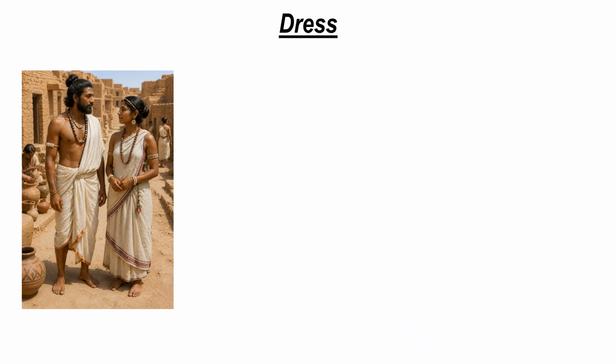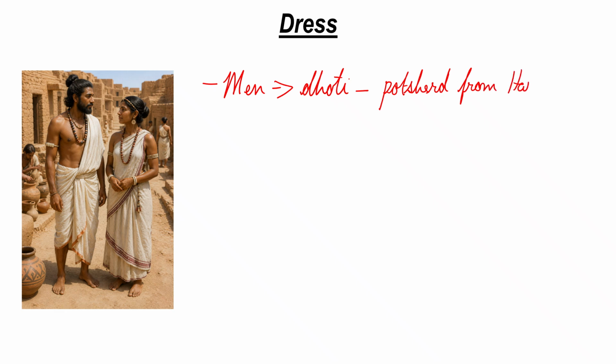Next thing is dress, what the people used to wear. Men and women obviously had separate dress. Men wore dhoti, but not like the typical type of dhoti we wear today. And from where do we get this? We get this in a pot shirt from Harappa. Pot shirt means broken pieces of pots.